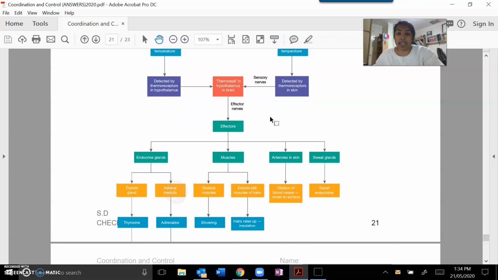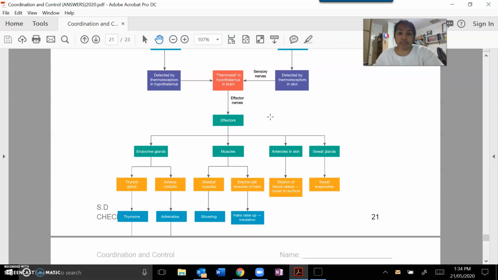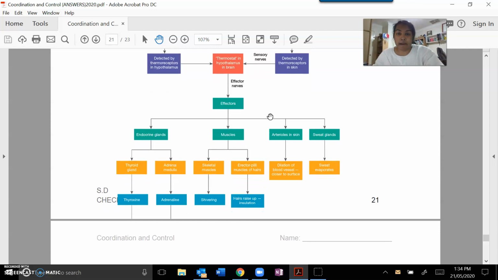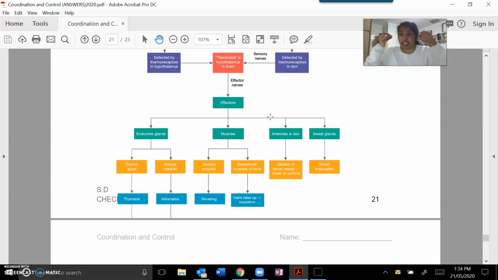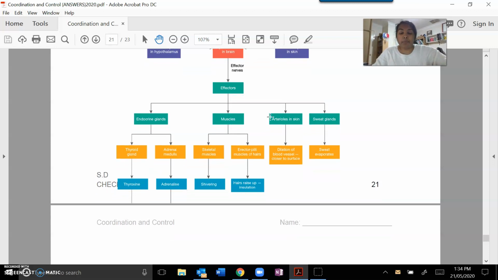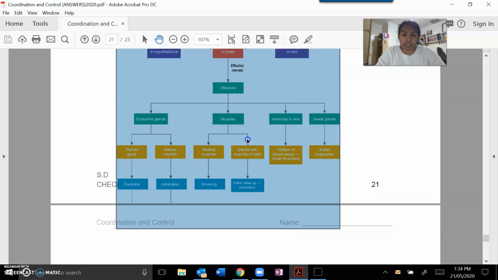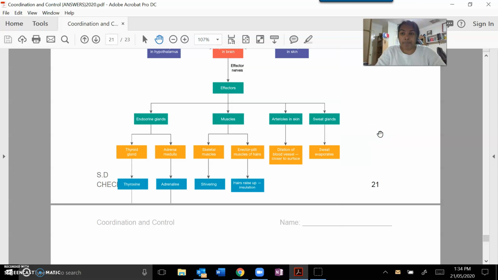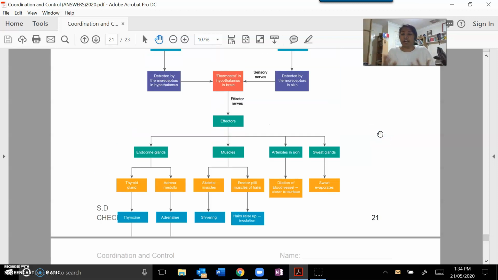So let's say, let's have a look. Let's say the hypothalamus has detected these changes. Actually, I don't know if I can change this. No, I can't.